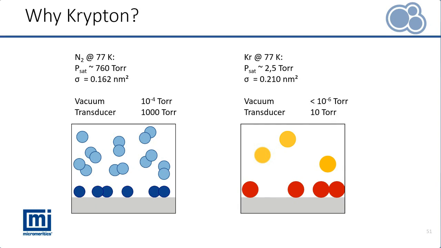Due to the lower pressures, we need a higher vacuum for the instrument, so a turbo pump is used, and a higher resolution pressure transducer, 10 torr instead of only 1000 torr, is also required.